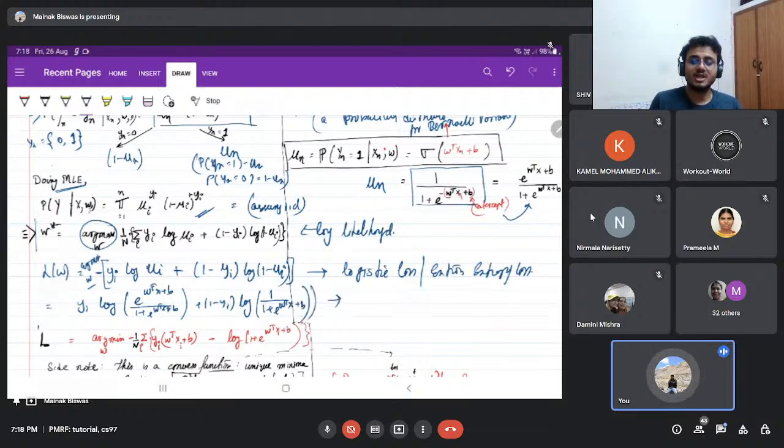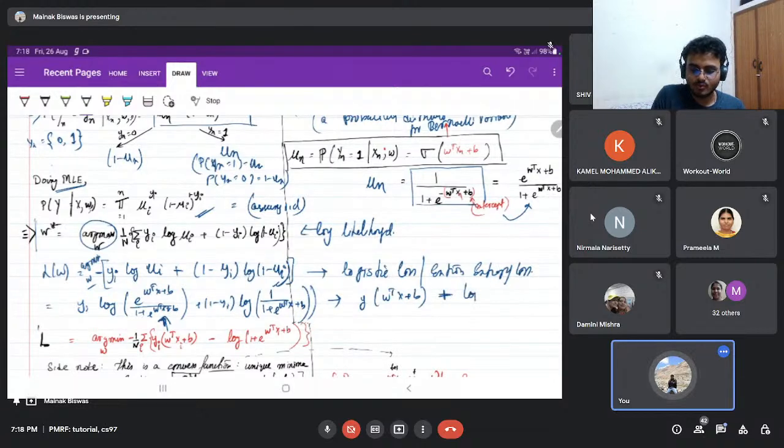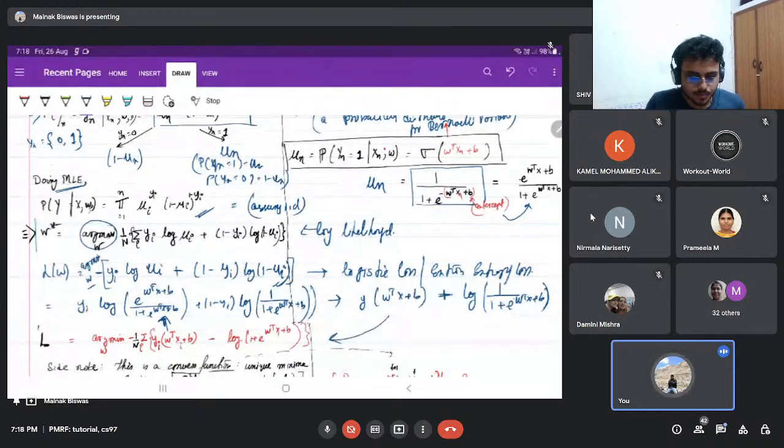So you just use the properties of logarithms. What will you get? You get yi times W transpose x plus b, and you get the subtraction of this term, and this will cancel with the second term. So in turn you end up getting plus log of 1 by 1 plus e to the power W transpose x plus b. So that is this equation. This is for a single sample. For n samples, you take the average of all.